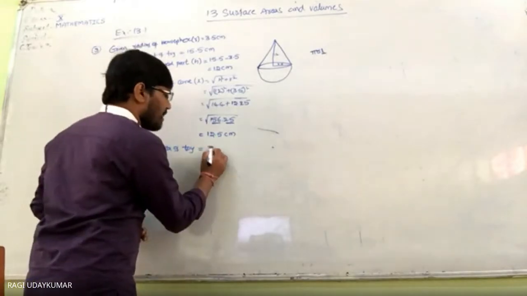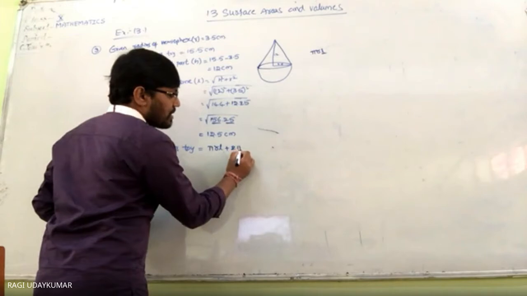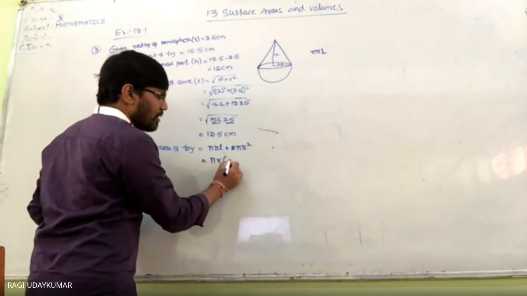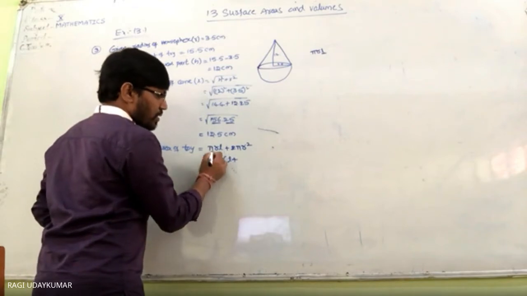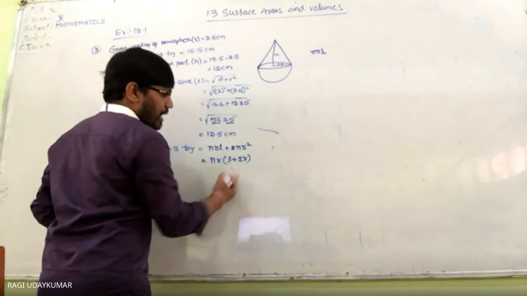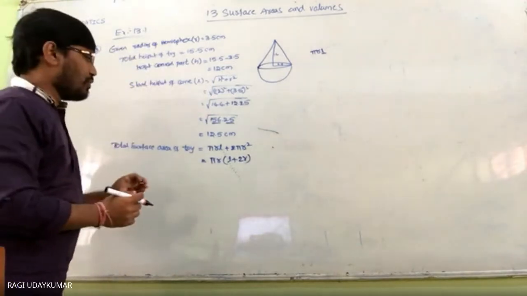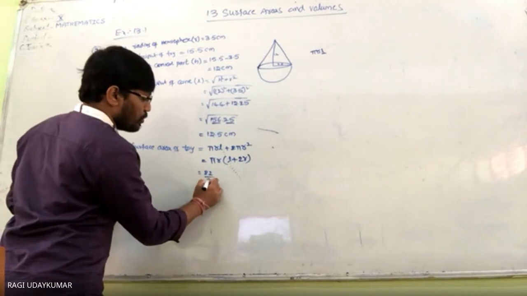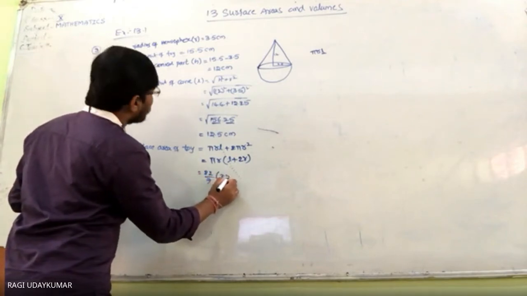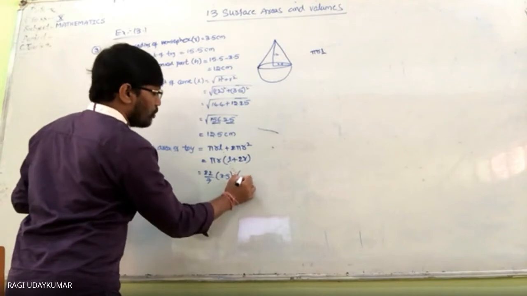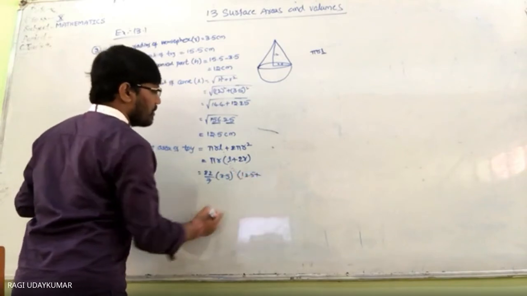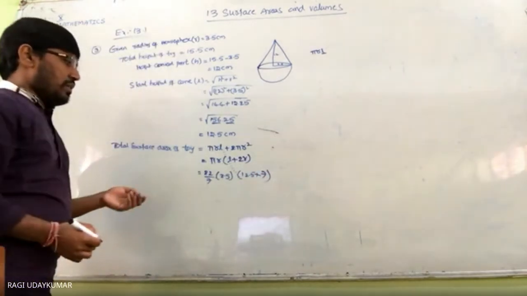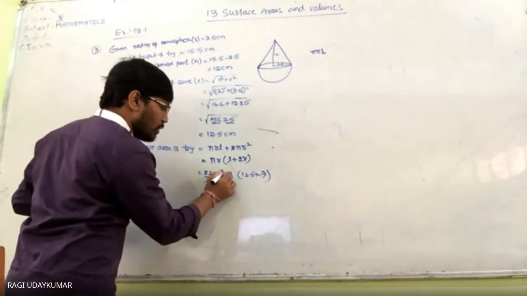The curved surface area of the cone is pi r L and the curved surface area of the hemisphere is 2 pi r. Taking pi r common, we get pi r times (L plus 2r). Now substitute the values: r is equal to 3.5, L is equal to 12.5, and 2r is equal to 7. So 12.5 plus 7 is 19.5.